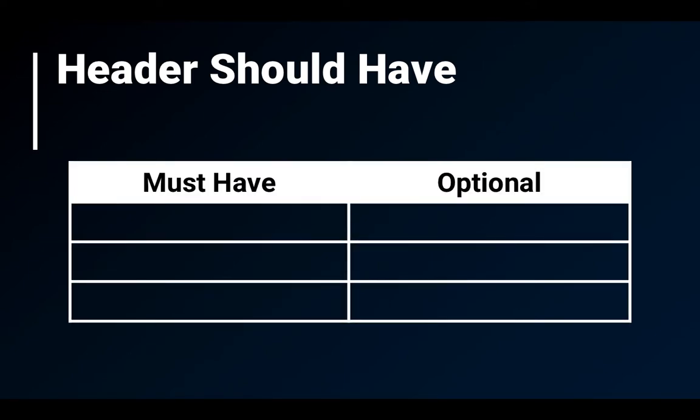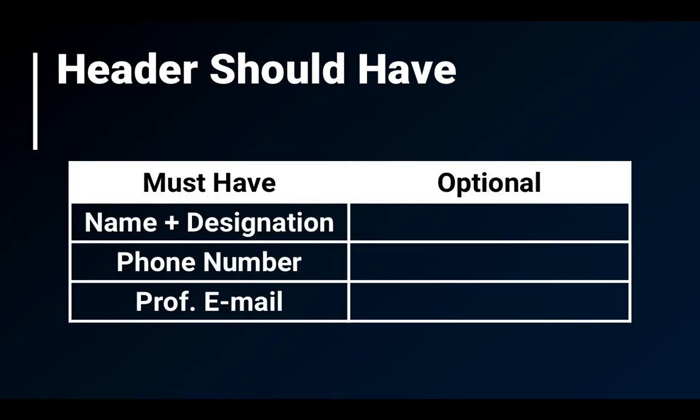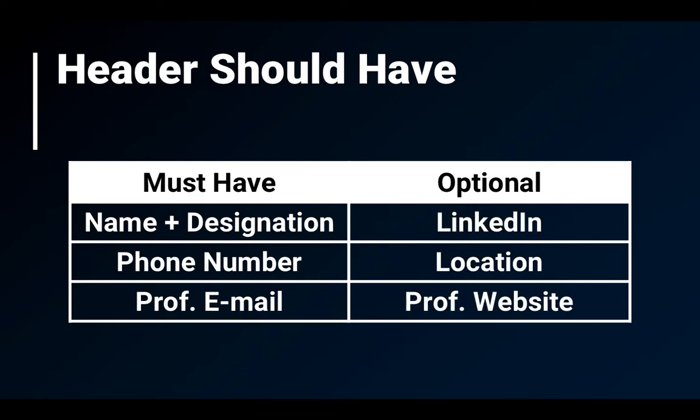And a header should have these things. The 3 must-have items a header should have are your name followed by a designation. And when I say designation, I mean things like the PMP, which means the Project Management Professional, or RN for Registered Nurse, or MBA for Masters of Business Administration, followed by your phone number and professional email address at which they can contact you. And you can also have these optional items such as your LinkedIn, your location, and the professional website. And the secret behind designing a clean-cut header is a table.